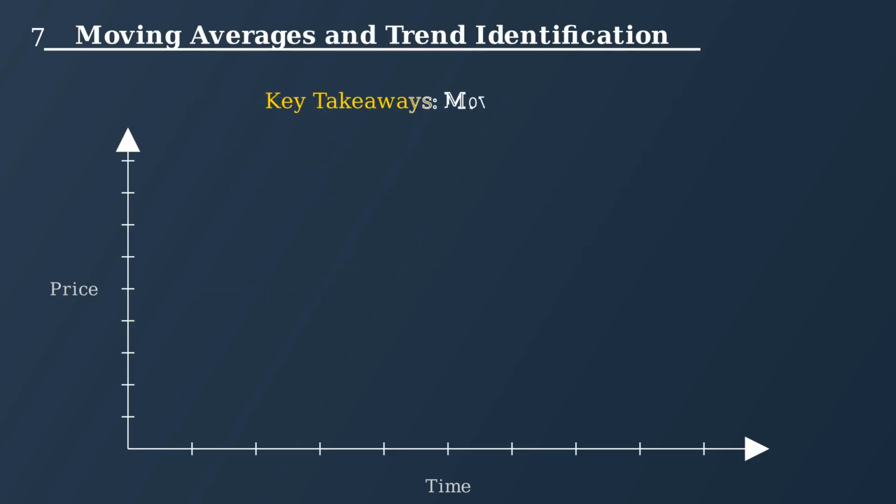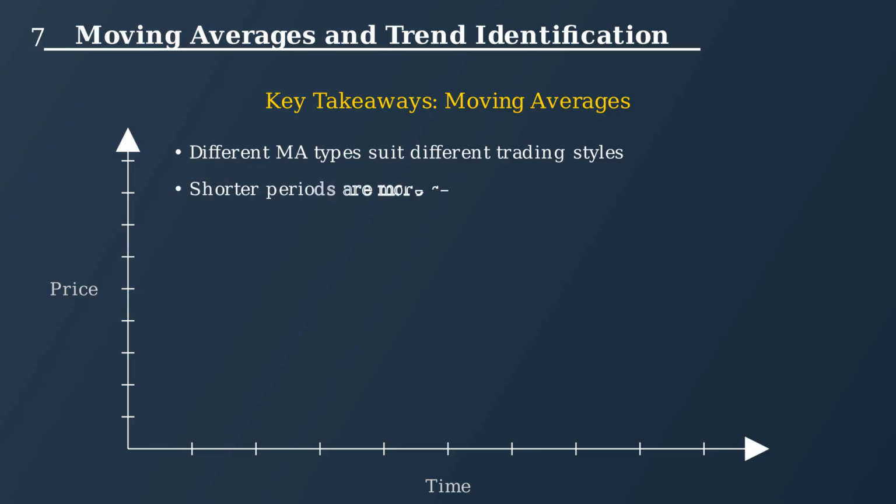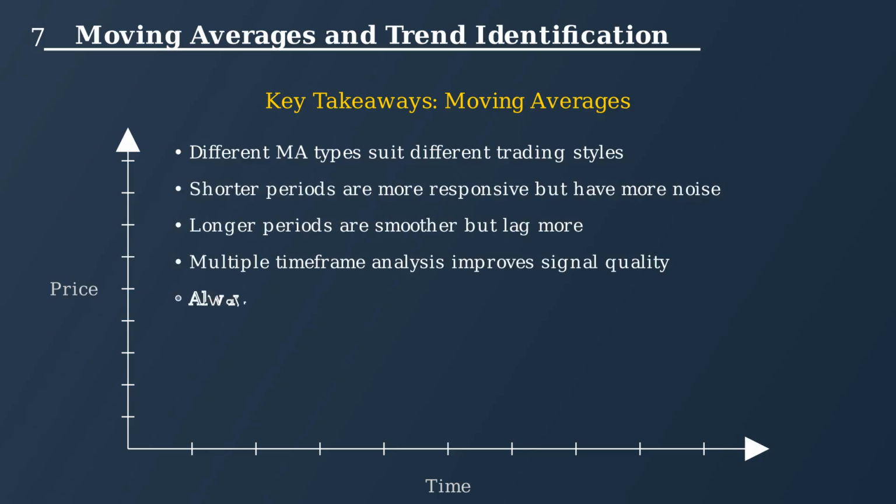To summarize, moving averages are versatile tools for trend identification. Different types of moving averages suit different trading styles. Shorter periods are more responsive but noisy, while longer periods provide smoother but lagging signals. Always confirm moving average signals with other indicators for better results.